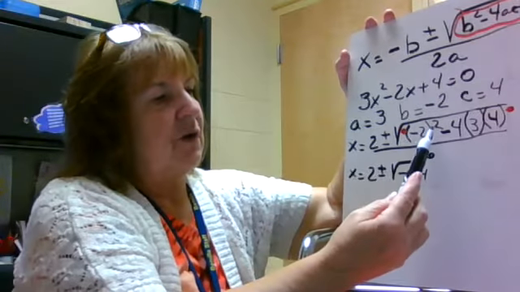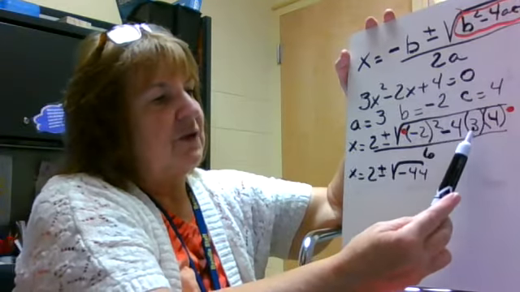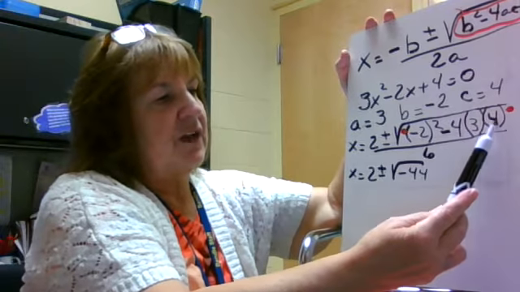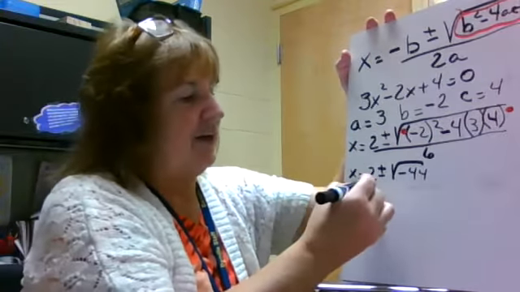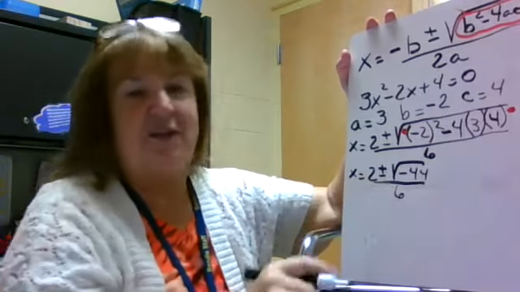-2 squared is 4. 4 times 3 is 12, times 4 is 48. So 4 minus 48 is -44. So I did that right. I was trying to do it without the calculator.